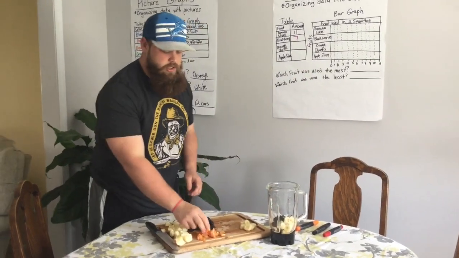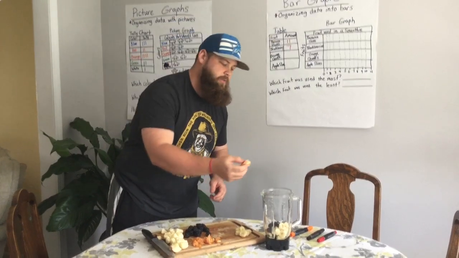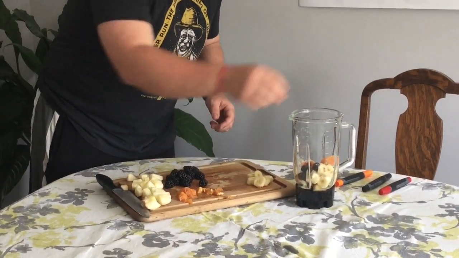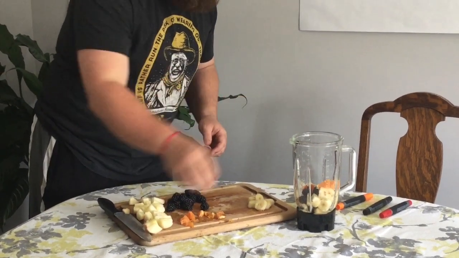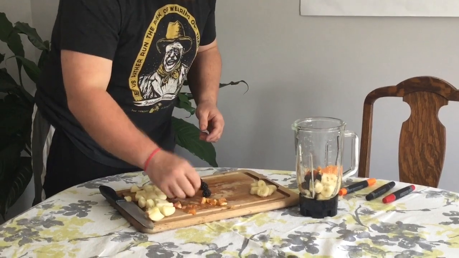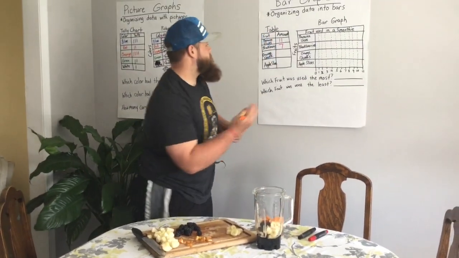All right, now I got orange chunks, and these are those Cara oranges that are kind of like a pinkish red. So I got 1, 2, 3, 4, I'll put 5 and 6. 6 orange chunks, and I have an orange marker. Perfect.